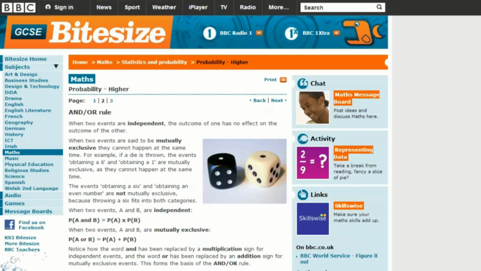Okay, that's me finished. I hope you found that useful. Don't forget there's loads of great websites out there. Here's just one example of maths on the BBC Bite Size website. There's a few reminders there about independence and mutually exclusive.